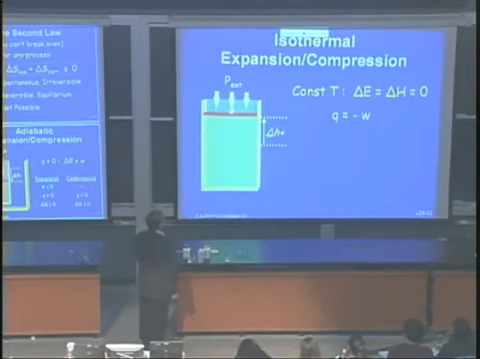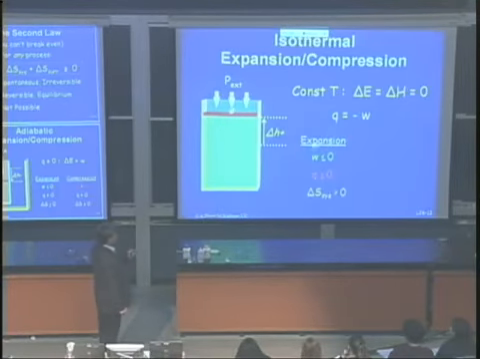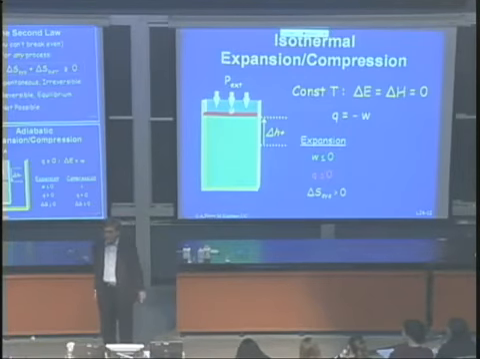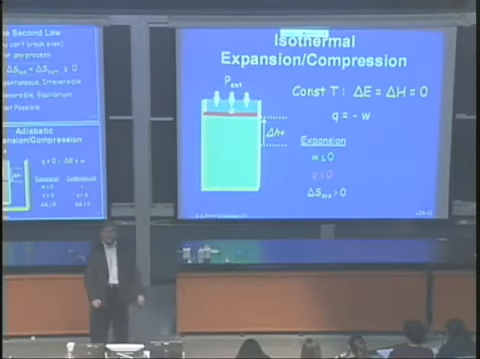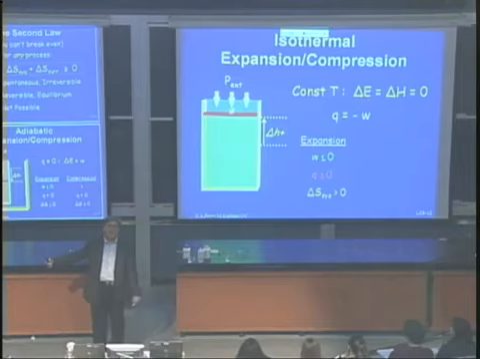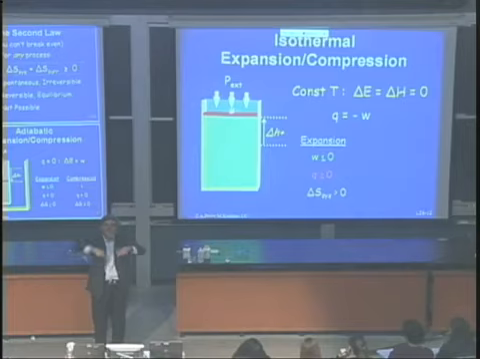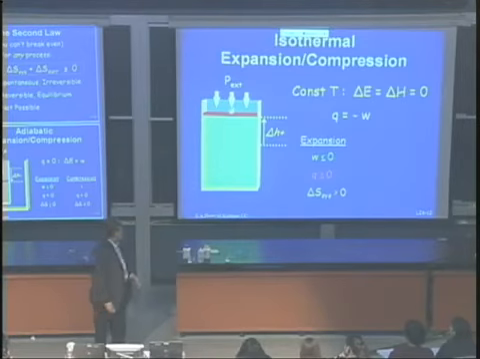So we have an isothermal expansion. If I do an expansion, the gas does work, so the work is negative. To stay at the same temperature, heat has to flow into the system. The gas does work and loses energy, so heat has to flow in to replenish that energy. With this, Q is larger than 0, so it flows in.